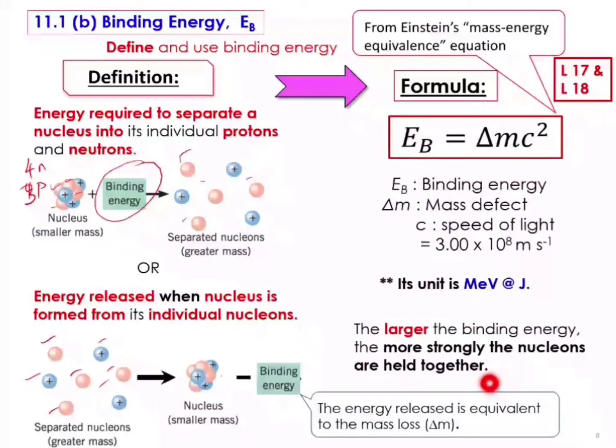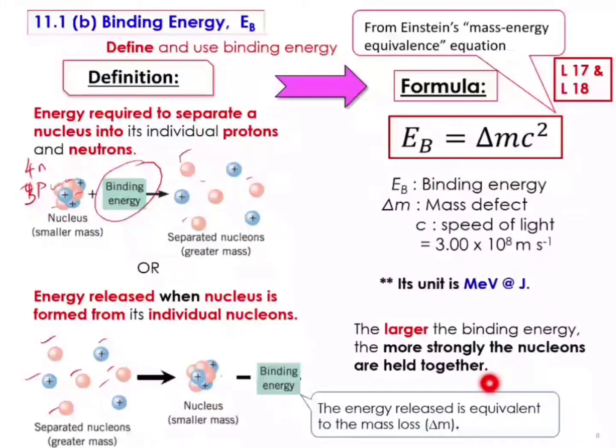We want to combine the individual particles together. So we need energy to combine them. That is actually the energy released when we combine them. When we combine them, we actually release energy. So the energy we call the binding energy.